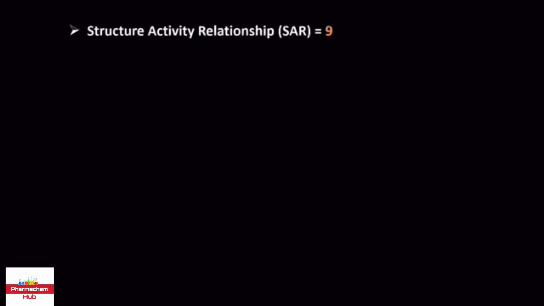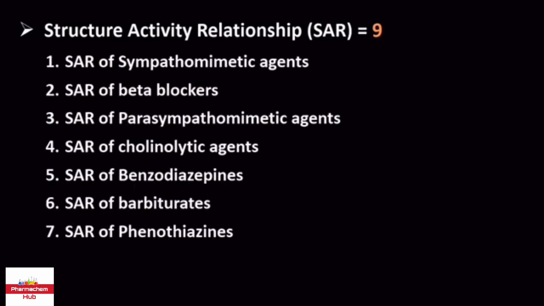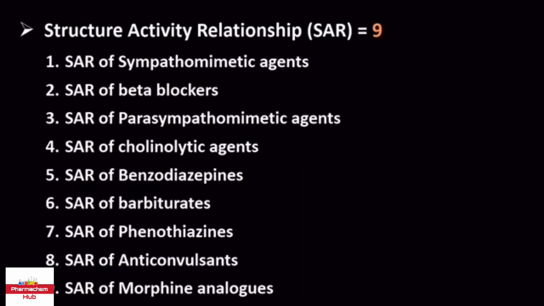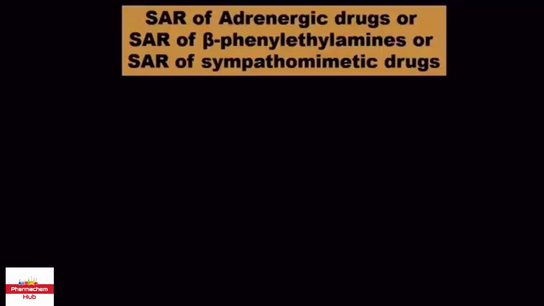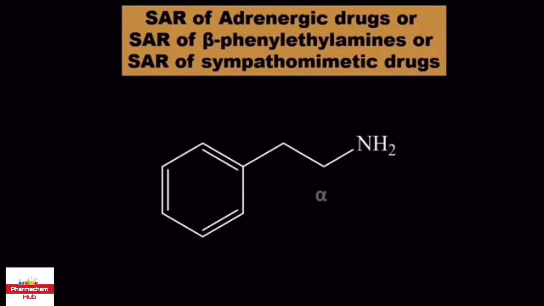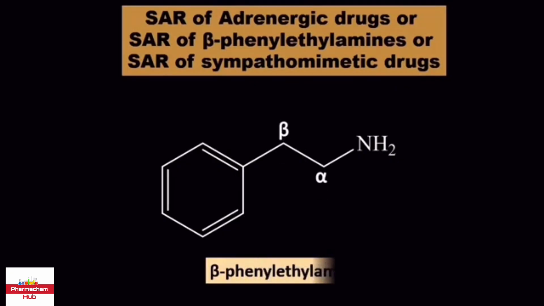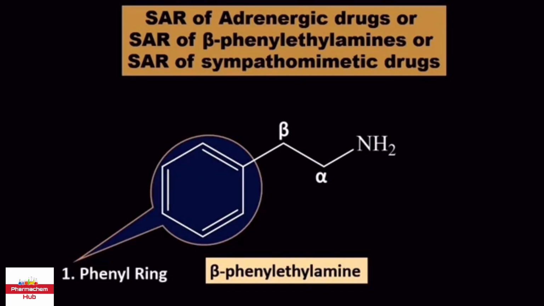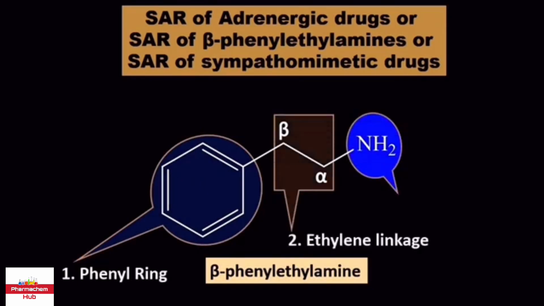Then the last important thing you have to learn in medicinal chemistry 1 is the structure-activity relationship of 9 drug classes. It is the most important thing that you have to learn in medicinal chemistry. I have already made videos on some of the classes, you can go through them. Structure-activity relationship is the relationship between structural changes and their effect on the activity of a drug. Let's take one example here. While writing structure-activity relationship, the first thing you have to do is to draw the general structure or structure of the prototype drug. Then divide it into these important parts like shown here. This is the structure-activity relationship of sympathomimetic drugs.